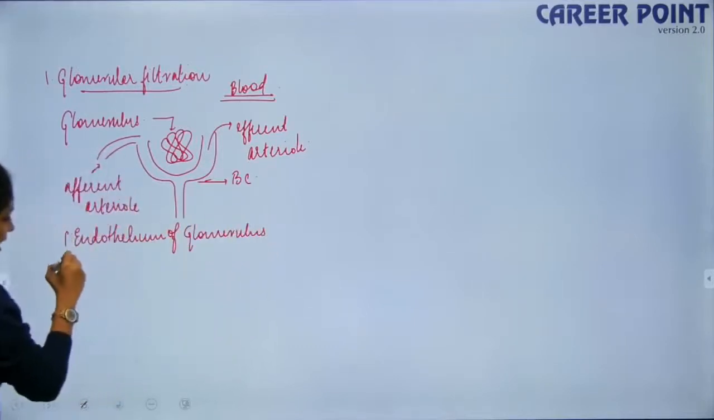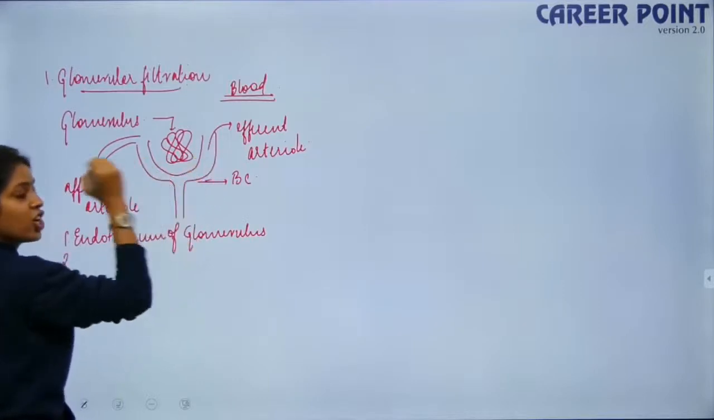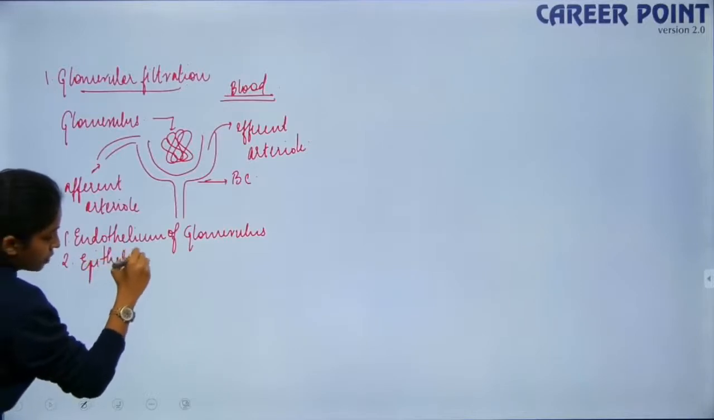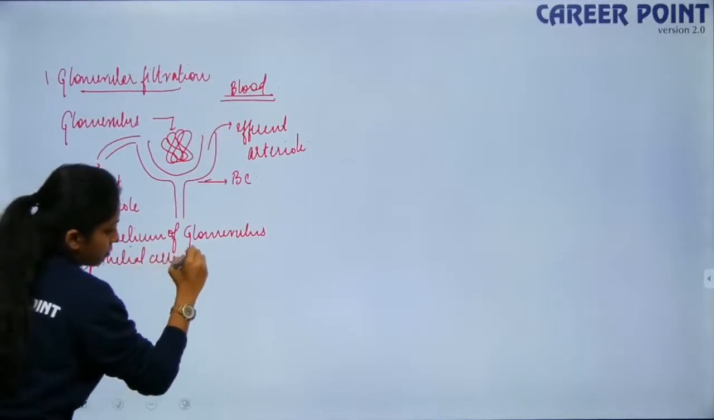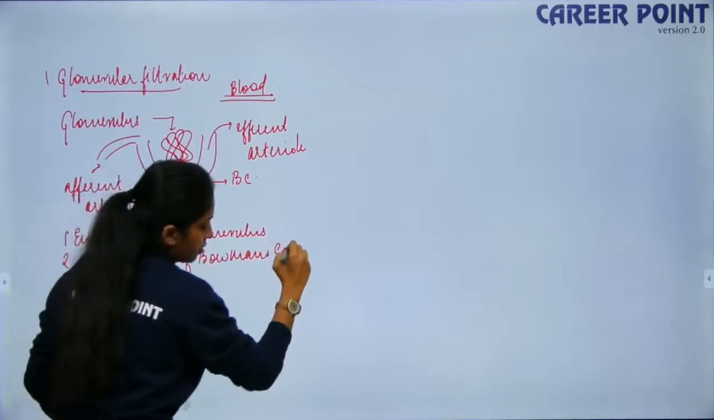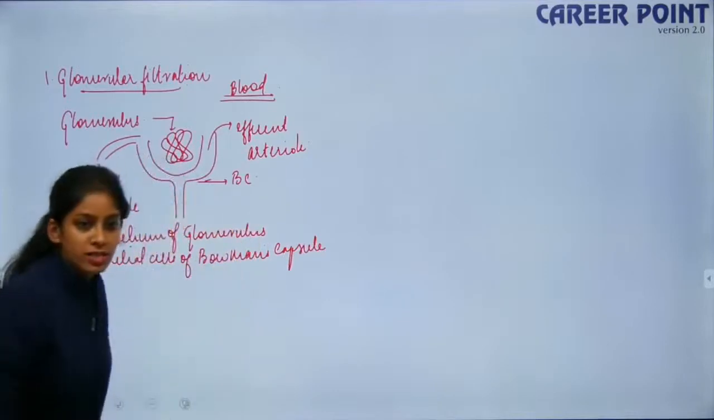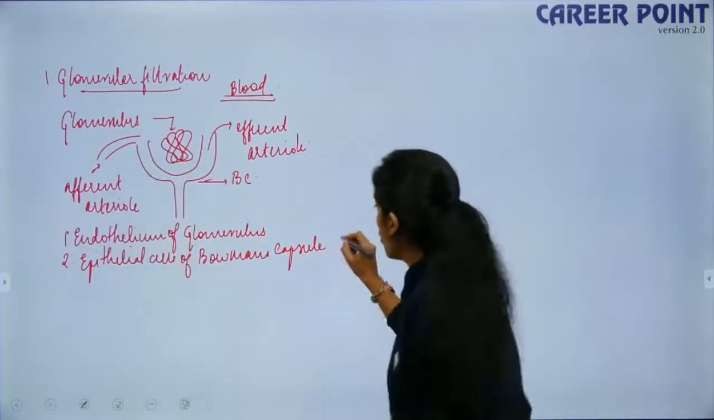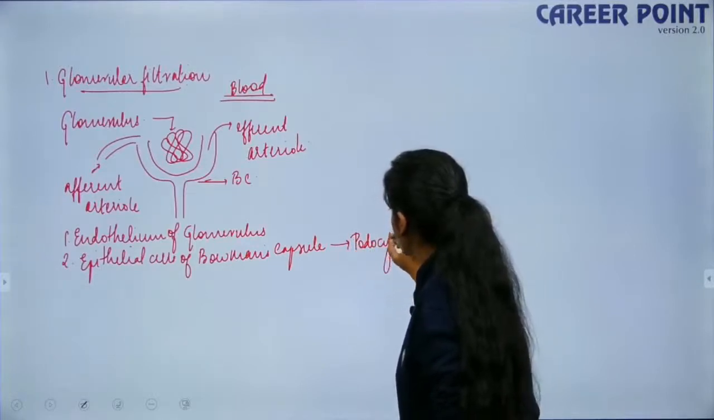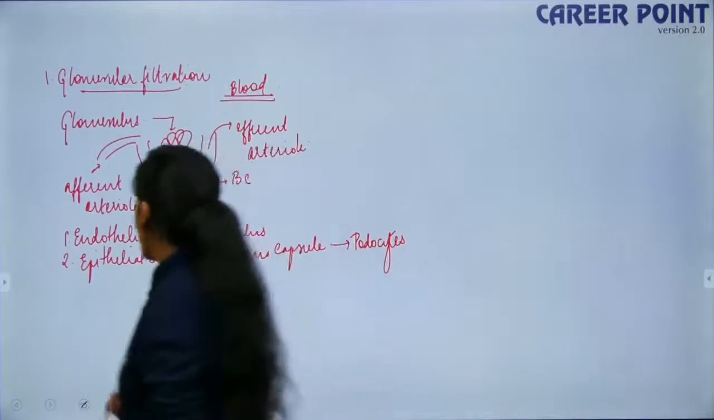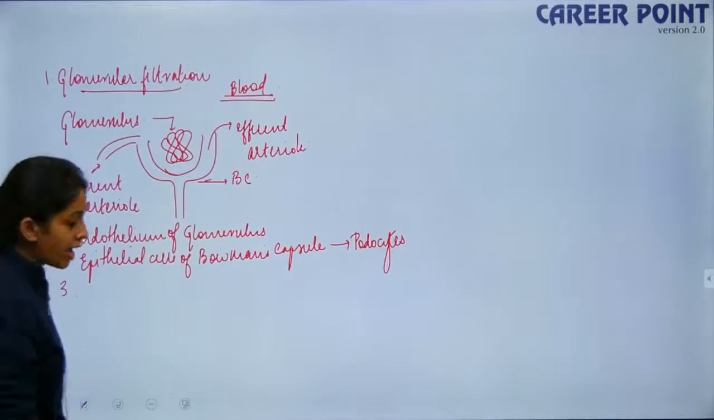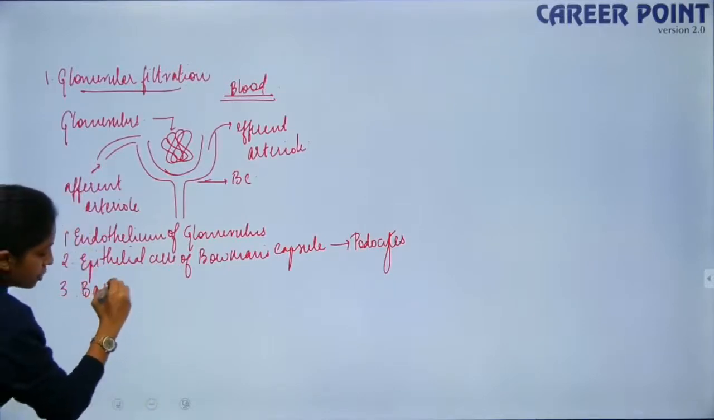Okay. Then you have epithelial cells in your Bowman's capsule. The epithelial cells of Bowman's capsule have a special name, which is podocytes. Fine. And the third one, in between these two, we have a basement membrane, right? The basement membrane between these two.